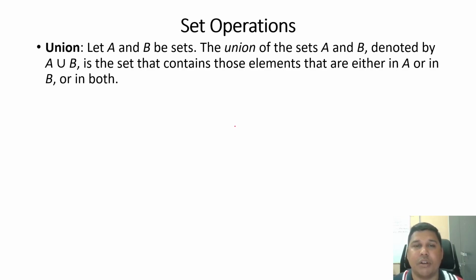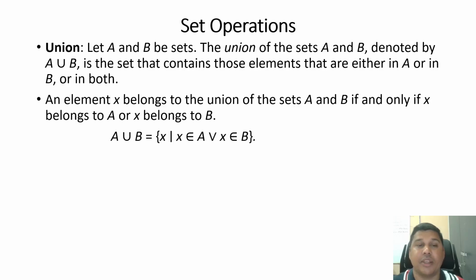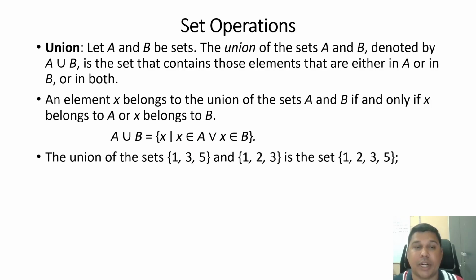Union is an operation where you combine all the elements of both the sets A and B. If there are two sets A and B, it is denoted by A union B, that contains elements of both the sets A and B. So the set builder notation for A union B is A union B equal to {x | x belongs to A or x belongs to B}. This is your union operation in set builder notation.